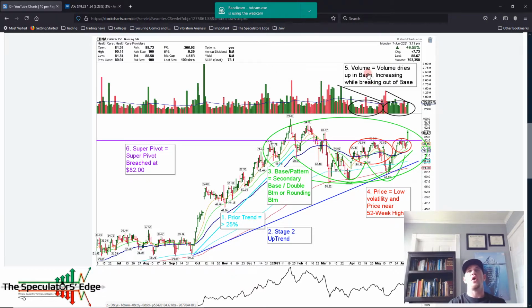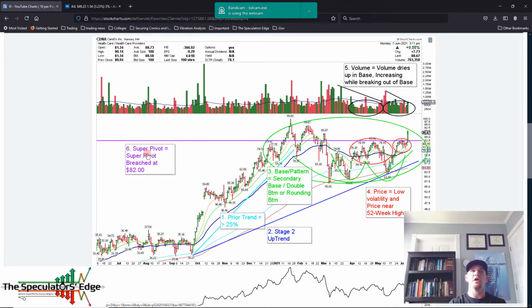So now we look at the volume, and we can see that we have volume dry up within the base and within the pattern. That's good. And we have another volume dry up as it's coming out of the base, and we're also having increased volume today as well. It's making it over that 50-day moving average, and it's showing it's increasing out of the base. Excellent sign to make some serious money here.